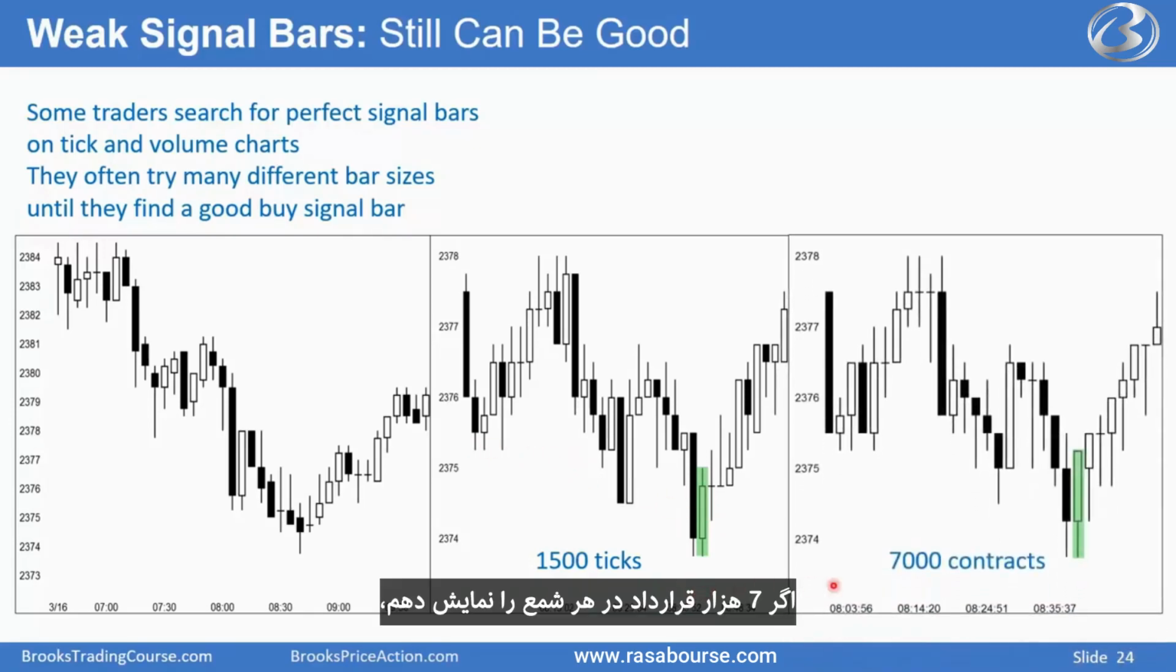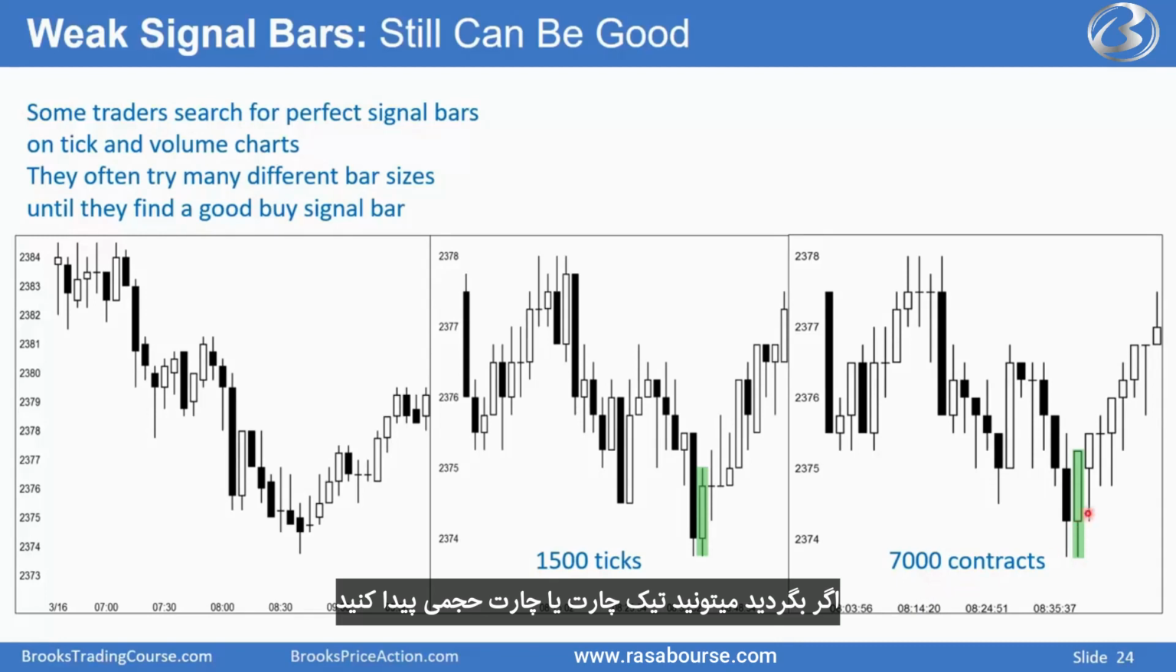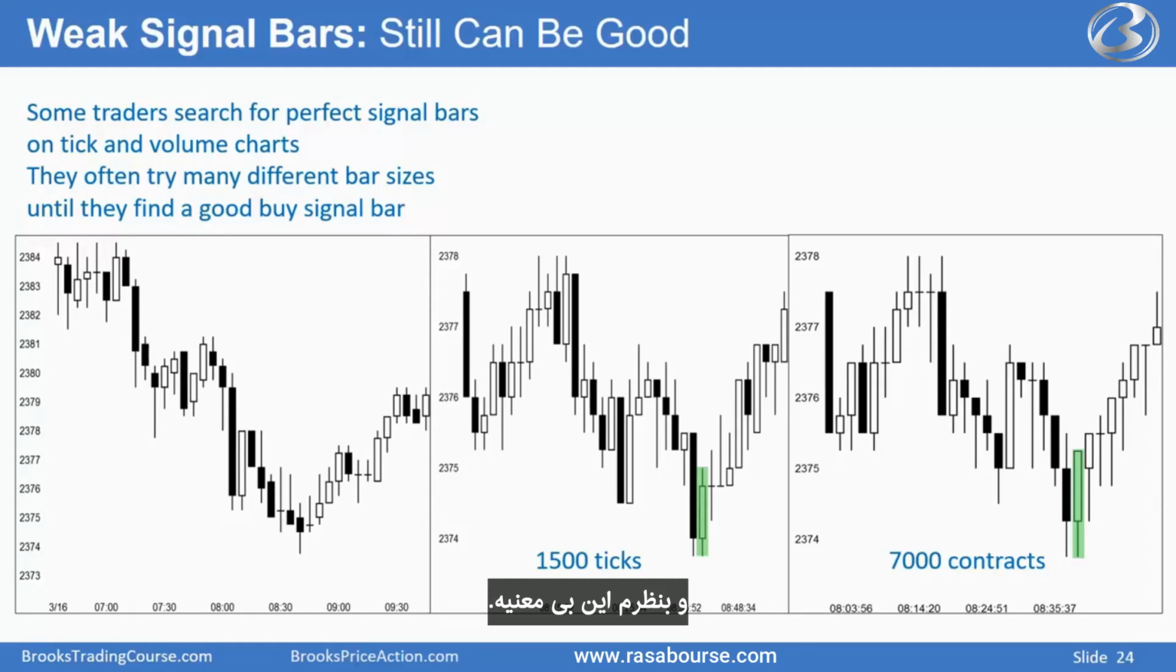If I trade 7,000 contracts per bar, I also get a good buy signal bar. Why 7,000? Well, I had to experiment. 5,000 didn't work, 2,500 didn't work. If you keep looking, you're going to find some tick chart or some volume chart that has a very good looking buy signal bar whenever you're trying to buy. I had friends years ago who used to use tick charts with Fibonacci numbers. I forgot what the numbers were, but like 367 or 512. They believed that those bars were somehow better than any other bar, and that's nonsense.